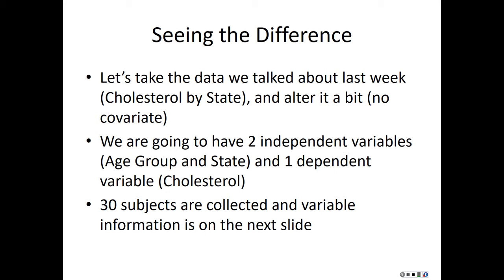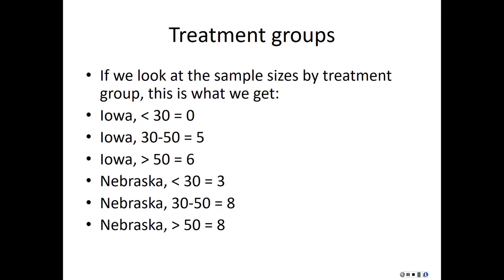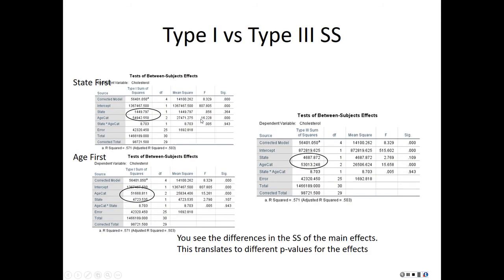Okay, so the two variables are age group and state, and the dependent variable is cholesterol, and we have 30 subjects. So here are the two levels. It's a 2x3 factorial ANOVA with cholesterol as the dependent variable. Here are the sample sizes that we have in each treatment group. You can see we already have a treatment group combination where we have 0. That's fine when using type 3 sums of squares.